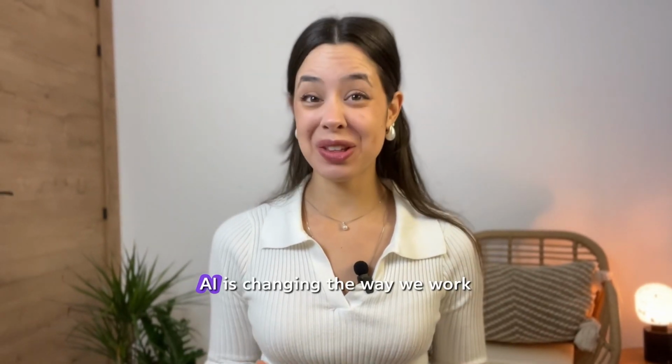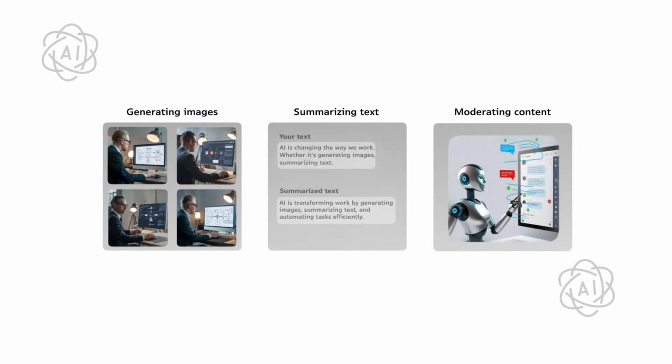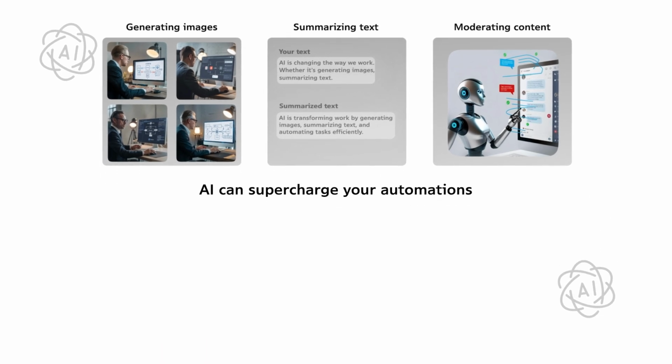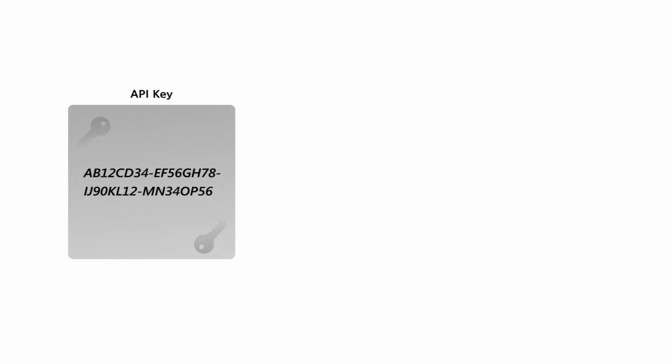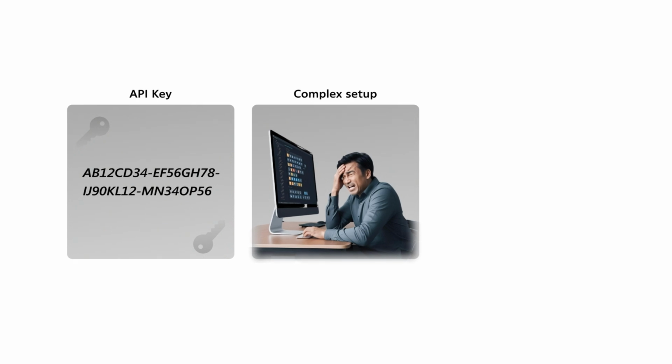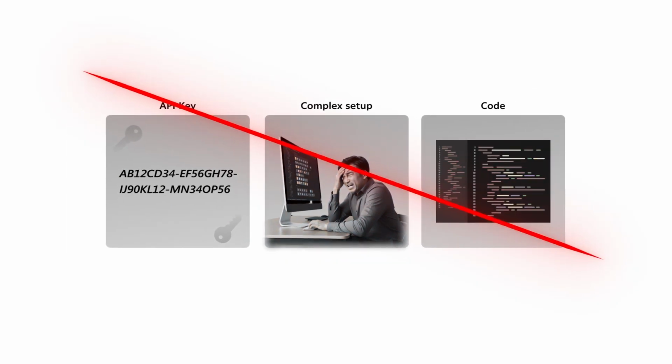AI is changing the way we work. Whether it's generating images, summarizing text, or even moderating content, AI can supercharge your automations and take them to the next level. Activepieces makes it incredibly easy to integrate AI into your workflows without needing an API key, without complex setup, and without writing a single line of code.